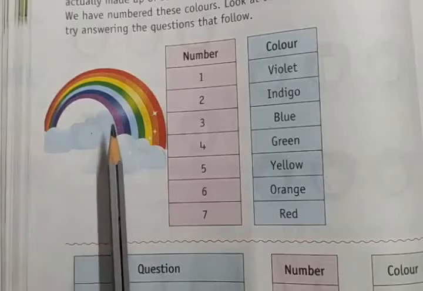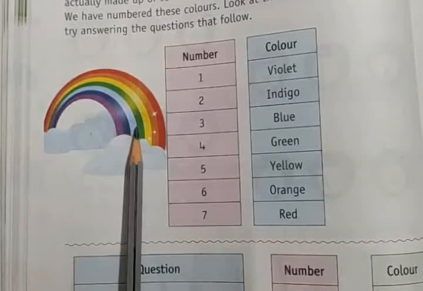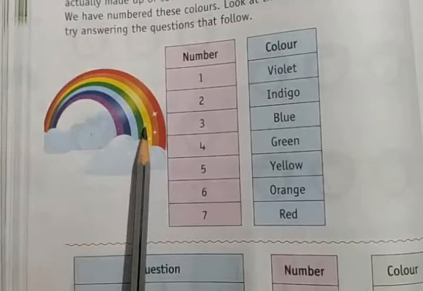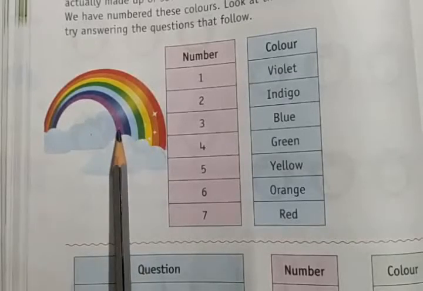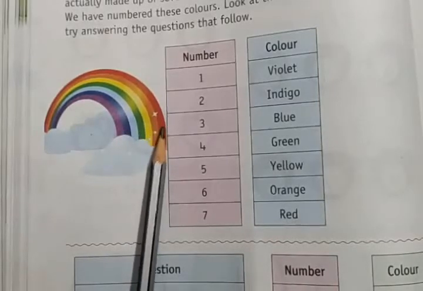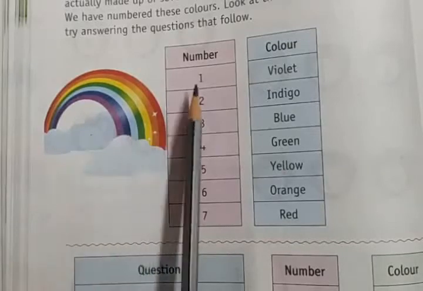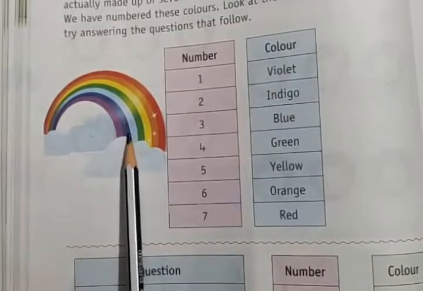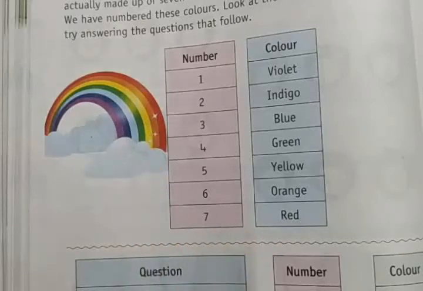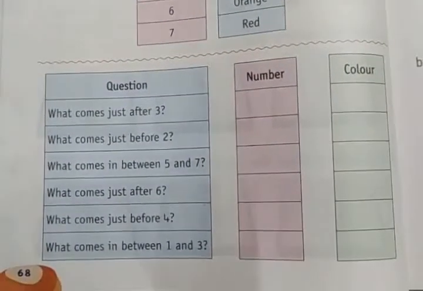Which are those? See here. This is violet, indigo, blue, green, yellow, orange and red. These are 7 colors. Number 1, that is violet. Number 2, that is indigo. Number 3, that is blue. Number 4, that is green. Number 5, that is yellow. Number 6, that is orange. And number 7, red. So now we have the table here. Based on that, we need to answer these questions.